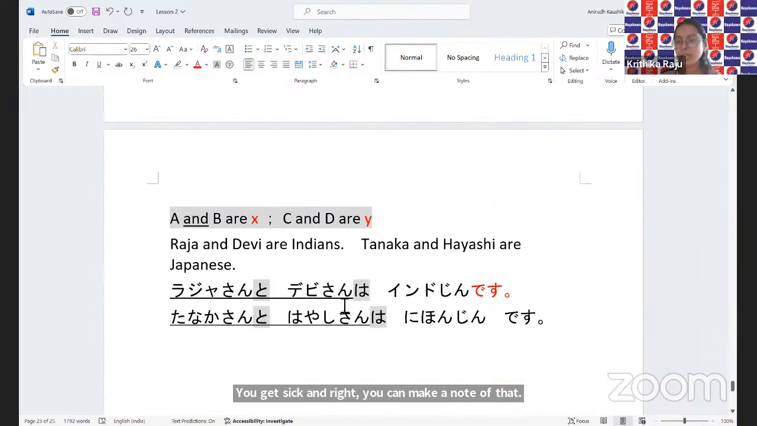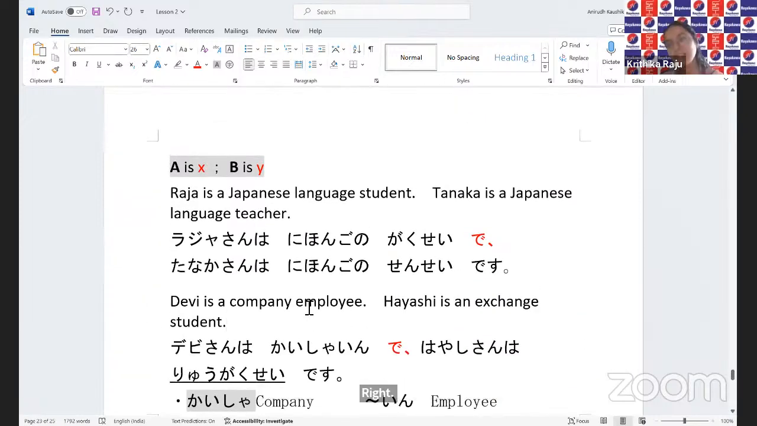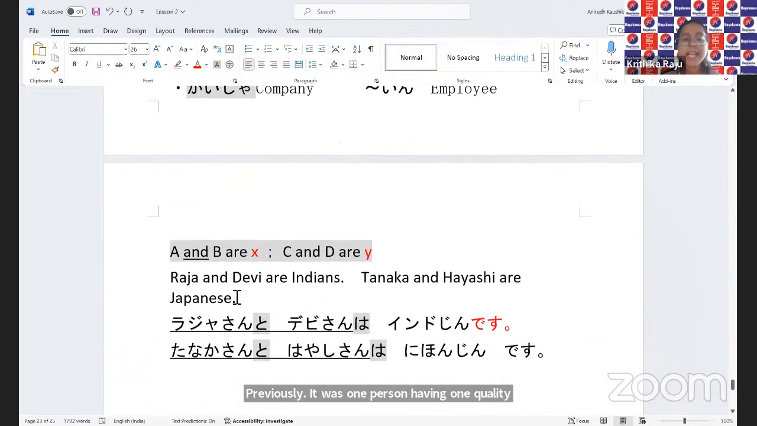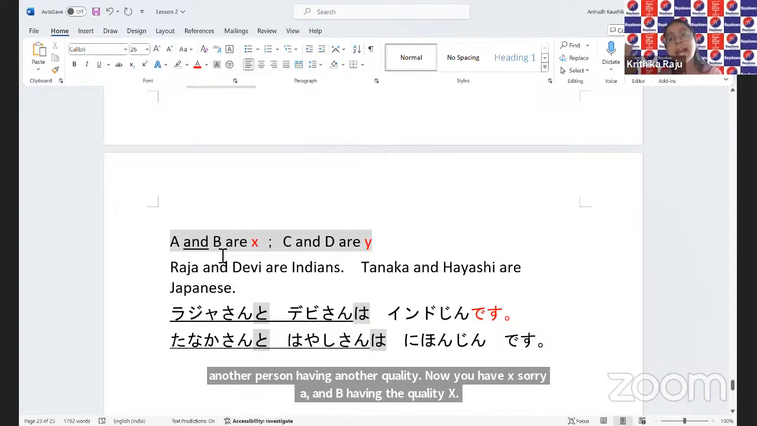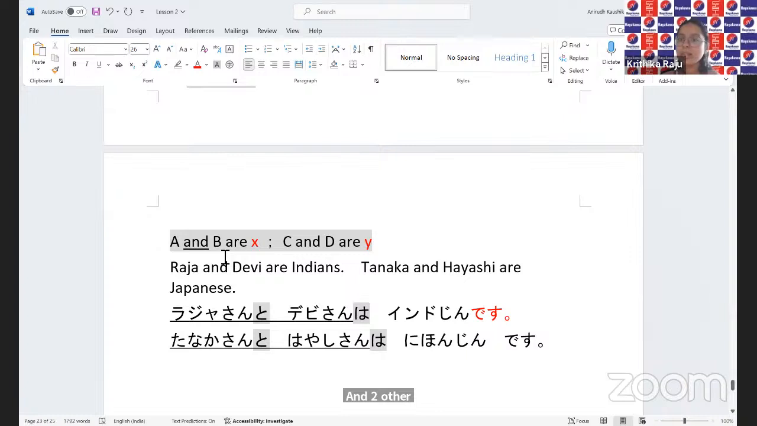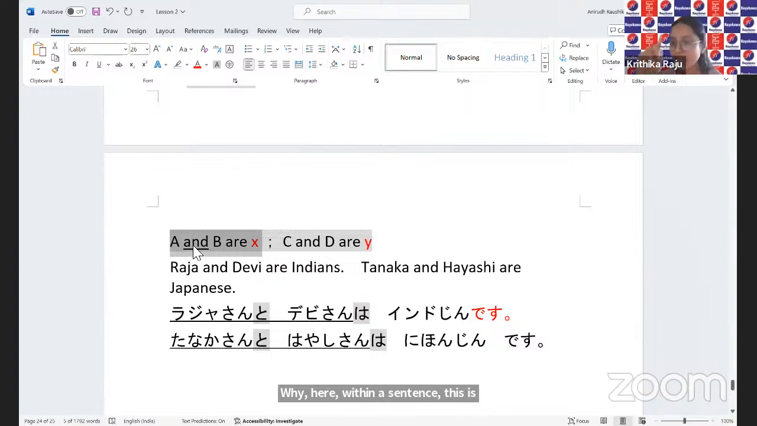a step up. Now you're looking at two people having one quality, and two other people having a different quality. Previously, it was one person having one quality, another person having another quality. Now you have A and B having the quality X, and two other people, C and D, having the quality Y. Within a sentence, between A and B, you can use the particle to to mean and. Again, between C and D, you can use the particle to for and. So Raja and Devi are Indians. Tanaka and Hayashi are Japanese.